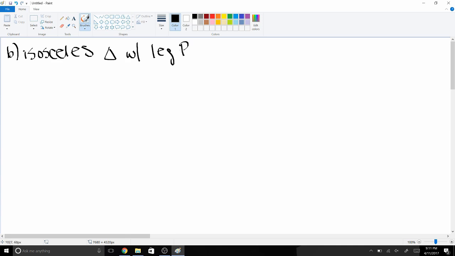Region R is the base of a solid. For this solid, each cross-section perpendicular to the x-axis is an isosceles right triangle with a leg in the region R. We want to determine the volume of the solid.